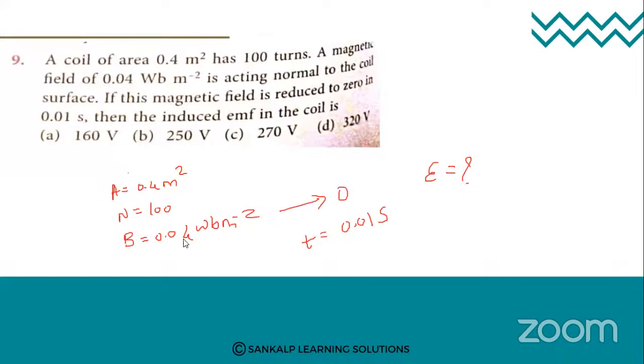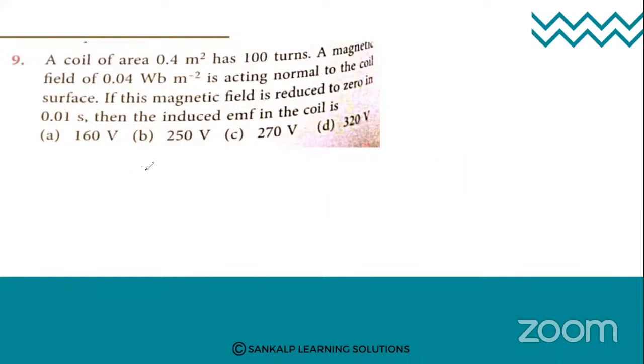The magnetic field is changing, from 0.04 it is becoming 0, in a time interval of 0.01 second. Then the induced EMF in the coil is, so what is the value of the induced EMF? So everything is given, according to Faraday's law. You just have to calculate here, students.